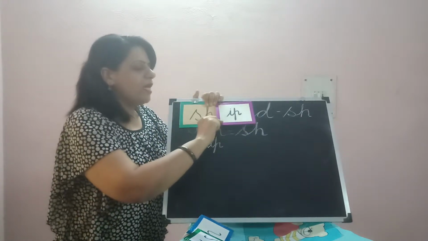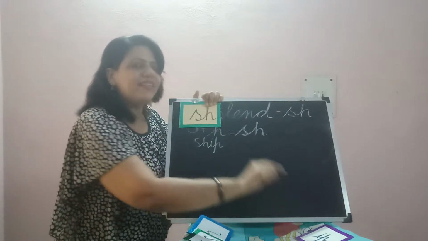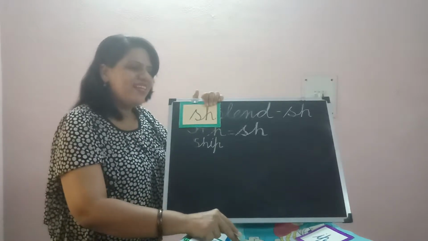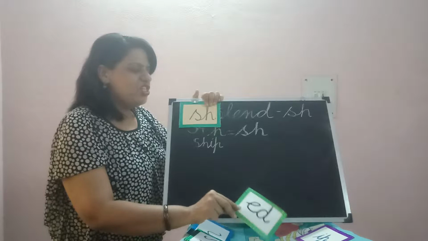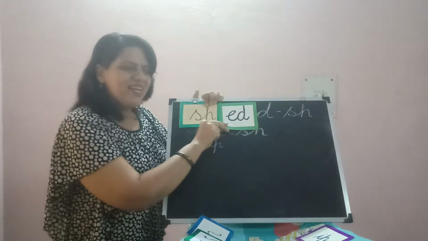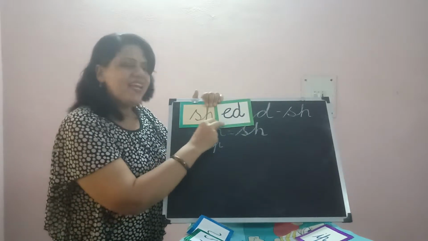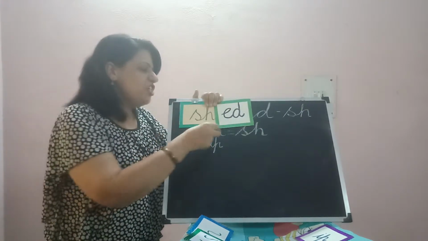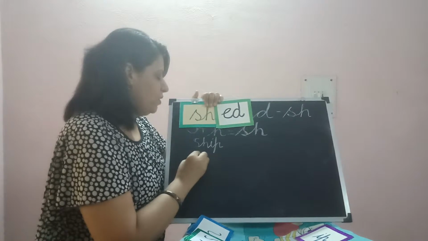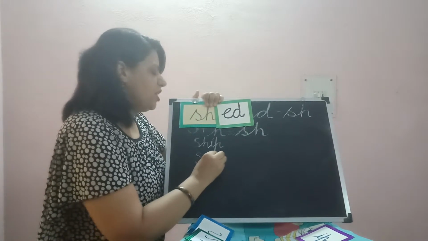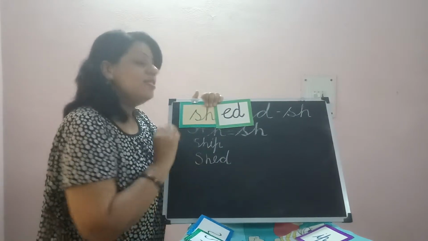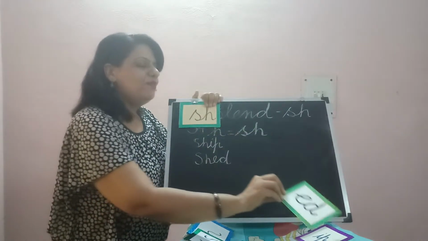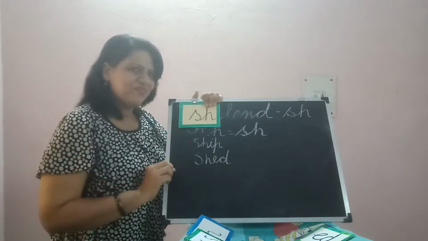Now we will keep it at this side, and now something else is coming up. See? Sh, e, shed. A cow lives in the shed. So here we found the second word. Sh, e, shed. Now we will keep e also at the side.